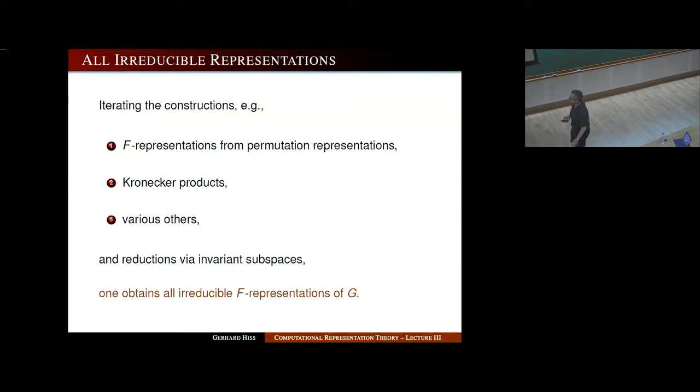So this is a theorem. Of course not as it is stated here, yeah. Of course you have to make this more precise. Yeah, but anyway, at least if you have a simple group.